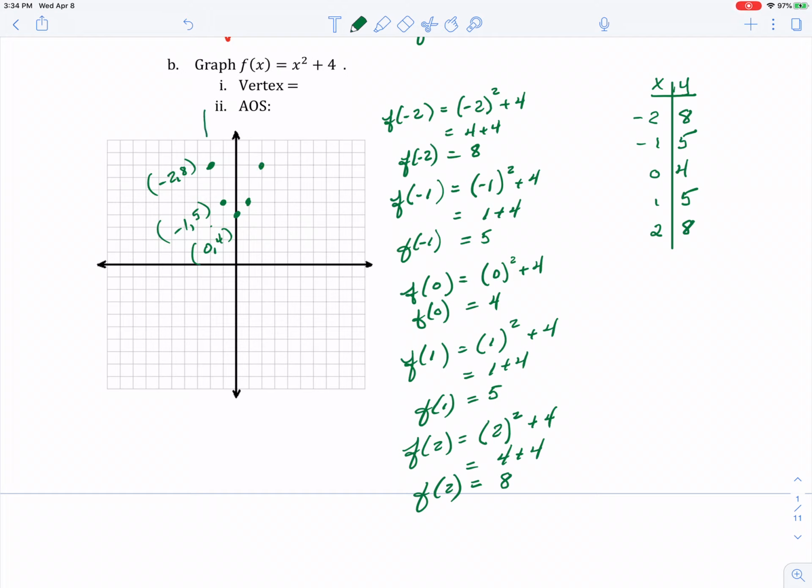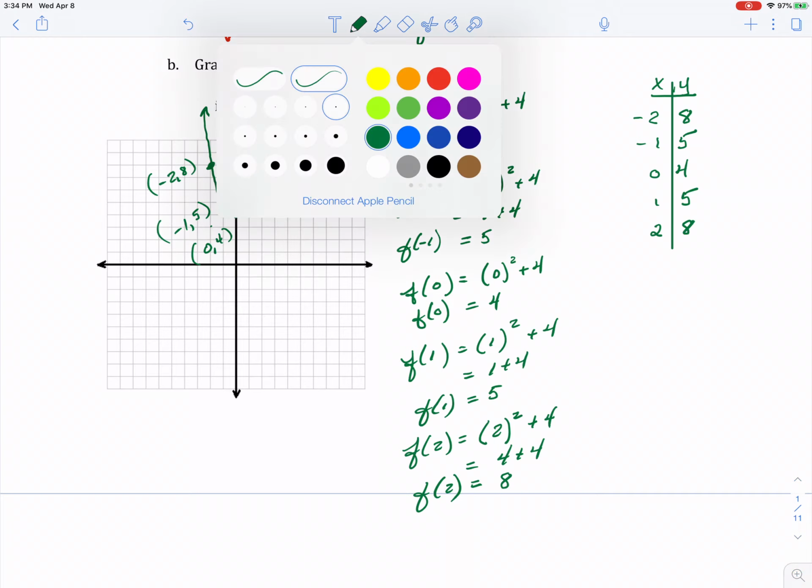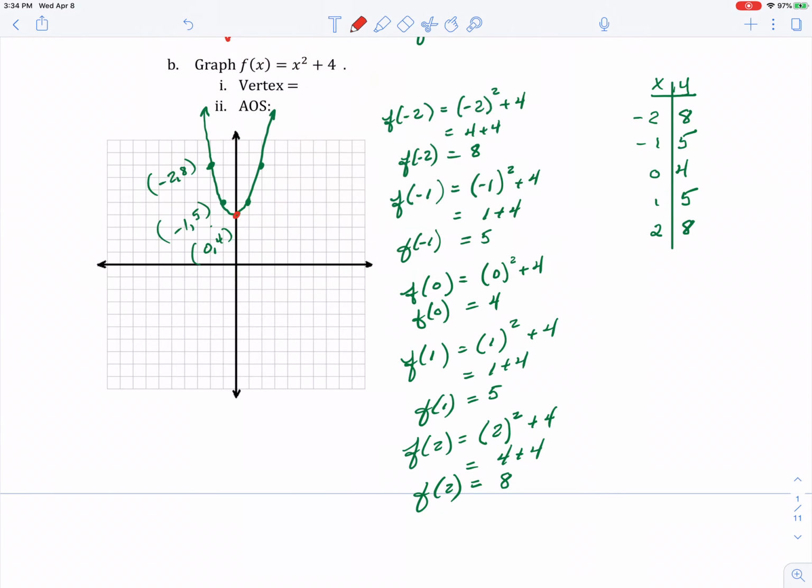So again, here's the basic shape, only now instead of bottoming out at the origin, 0, 0, it bottoms out at the point 0, 4. So my vertex here is right there. And remember, the axis of symmetry is the fold line. It always runs vertically right through the vertex, and it always is an equation that begins with the letter x.